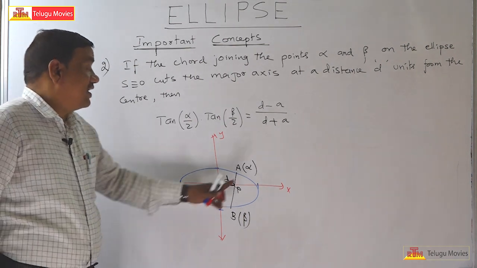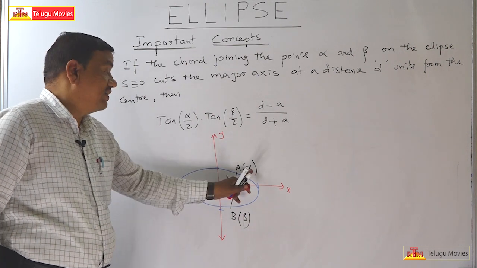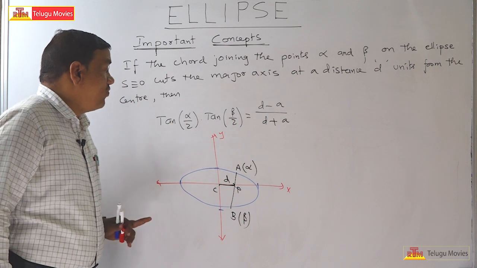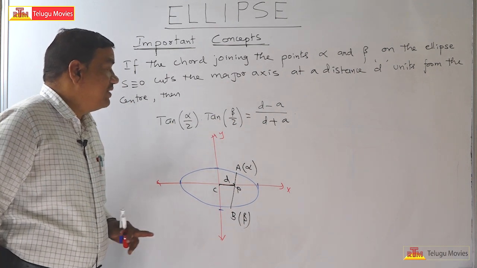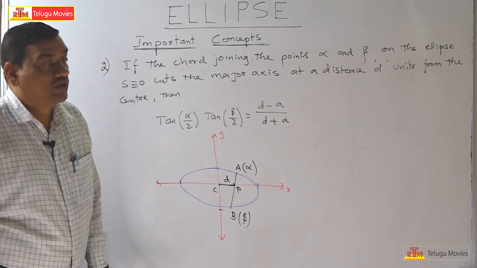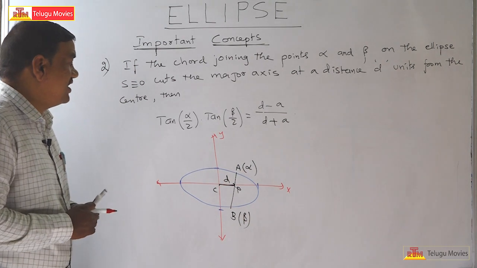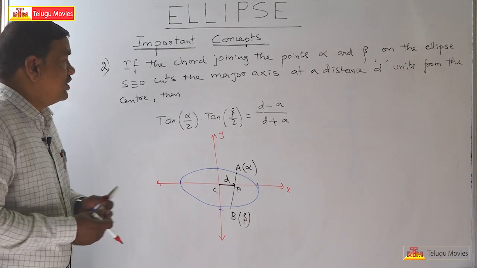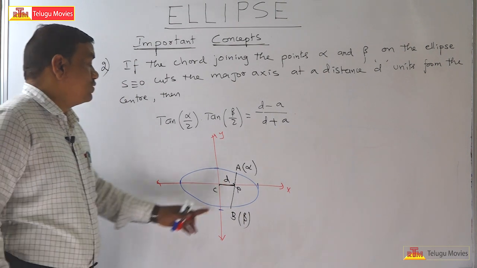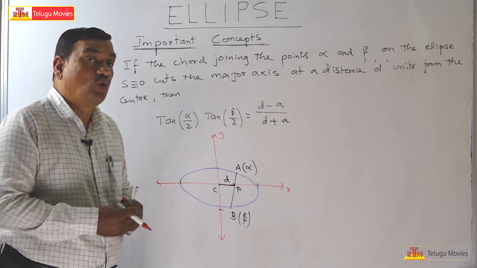Then the relation between alpha, beta and d is tan of alpha by 2 into tan of beta by 2 is equal to (d minus a) by (d plus a). Once again I am telling, (d minus a) by (d plus a). Understand this? Okay. So, what is a? The ellipse equation is x square by a square plus y square by b square is equal to 1.